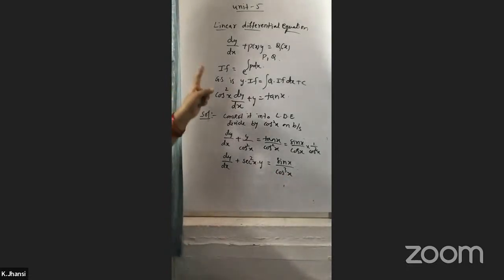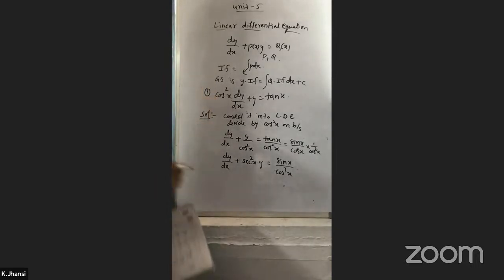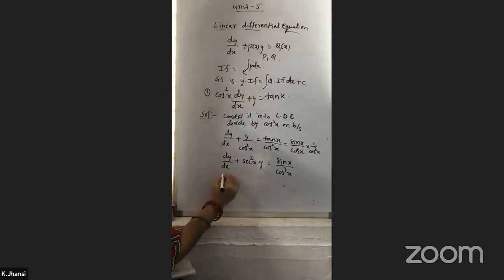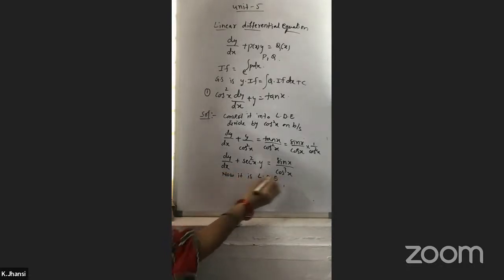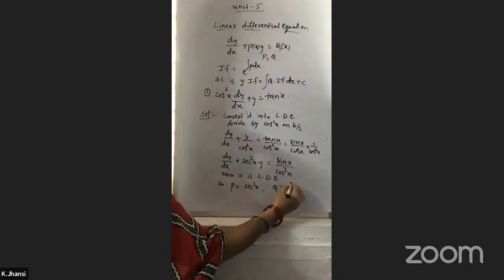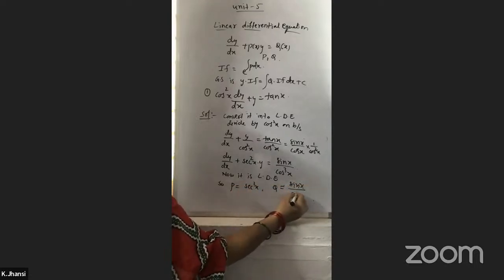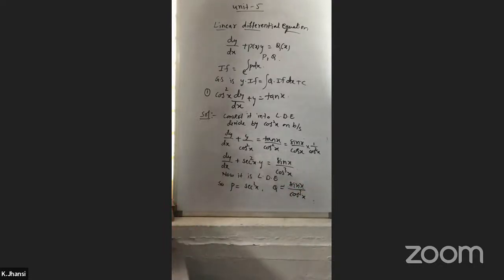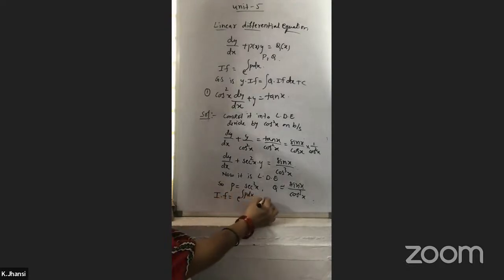Now it is in the form of LD, that is, a linear differential equation. So what is the p value? P is equal to secant square x and q is equal to sin x by cos cube x. So what will be the integrating factor? Integrating factor is e to the power of integration of p dx. So e to the power of integration of secant square x into dx.